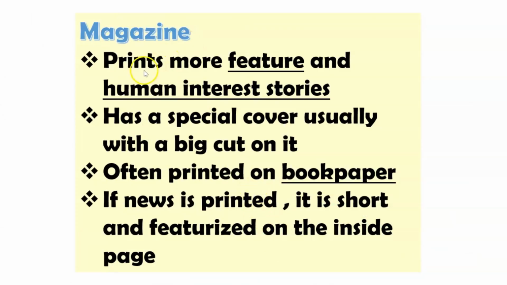So, what is a magazine? It prints more feature and human interest stories. The angle of the news is featurized and it's more focused on the human interest angle. It has a special cover, usually with a big cut on it, just like what I've said. You have models in front of the page, and it is often printed on book paper. If news is printed, it is short and featurized on the inside page. I hope you can now distinguish a newspaper from a magazine.